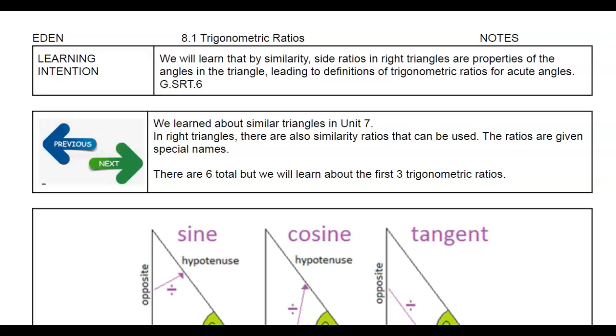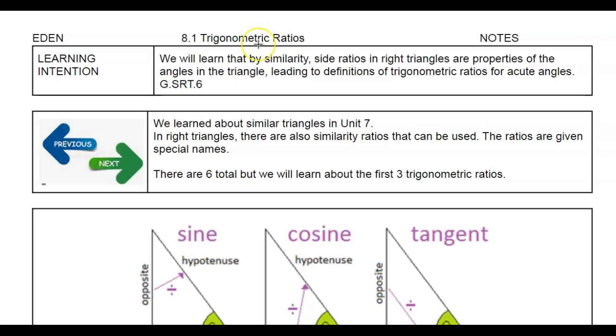So Unit 8 is all going to be about right triangle characteristics. The first section that we're going to start with is actually trigonometric ratios. Trigonometry is really just the study of right triangles, and there's an entire course that is actually based on trigonometry characteristics, and we're just going to get an introduction, okay?